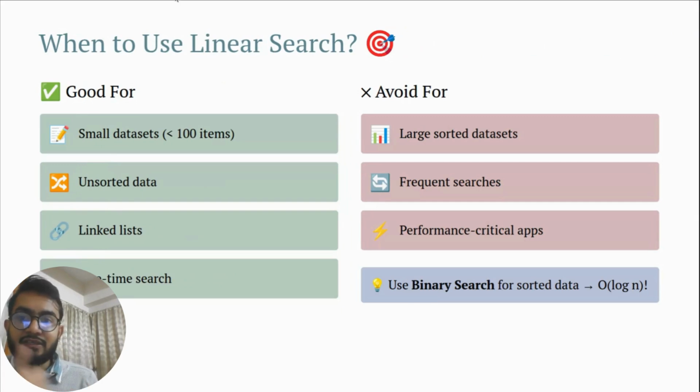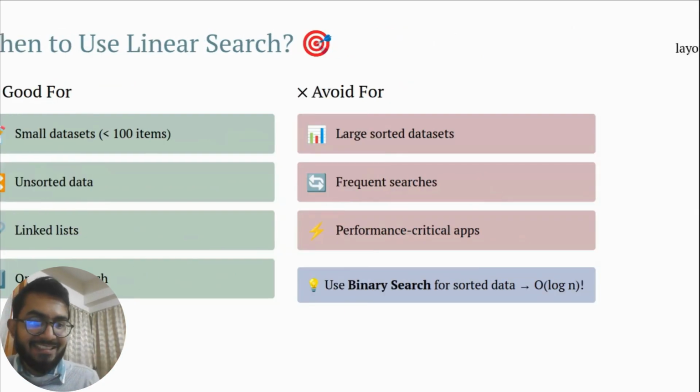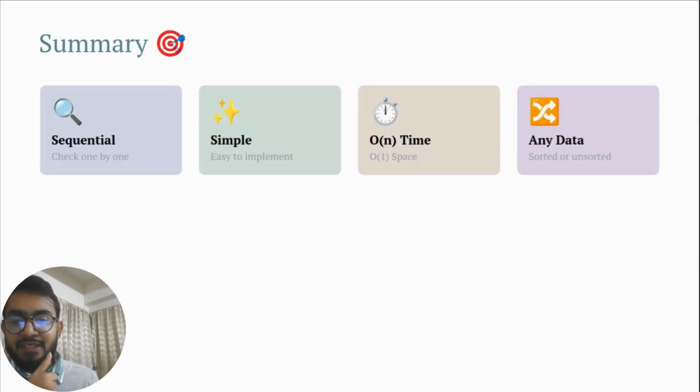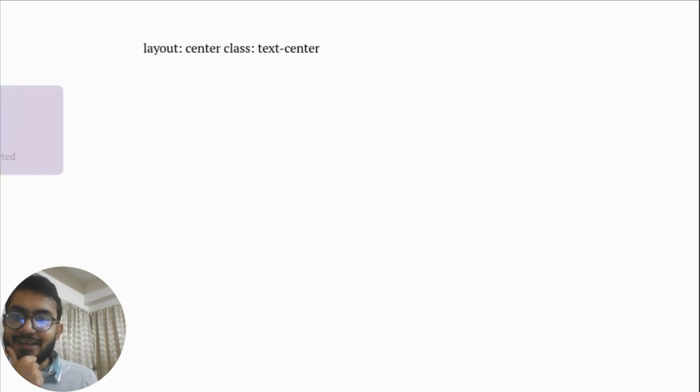When you should avoid it: large sorted data sets, frequent searches, and performance critical apps. You can use binary search for sorted data, which is big O of log n. I'll cover binary search in my next video.